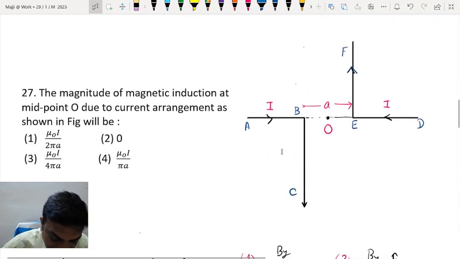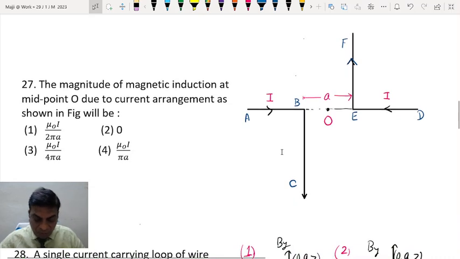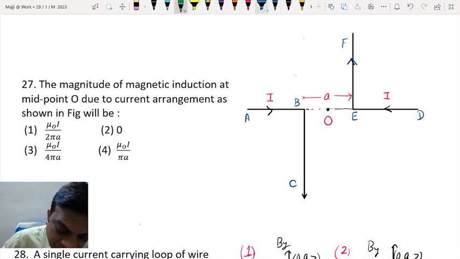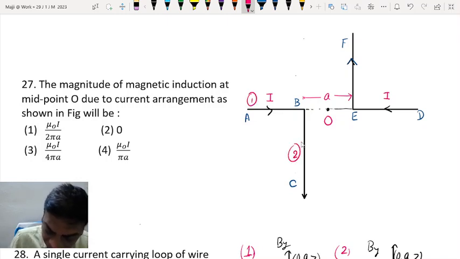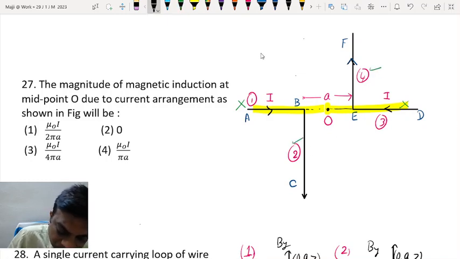The magnitude of magnetic induction at midpoint O due to the current arrangement as shown in the figure. You have to subdivide all the wires into different straight segments. So I'll number this as 1, then this as 2, this as 3, and this as 4. As you can see, point O lies along the axis of wires 1 and 3, so there will be no magnetic field whatsoever due to wire 1 and wire 3. You are left with wires 2 and 4. As you can see, each is a semi-infinite wire.